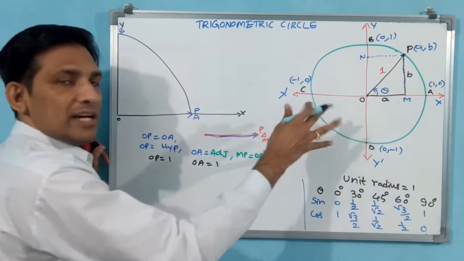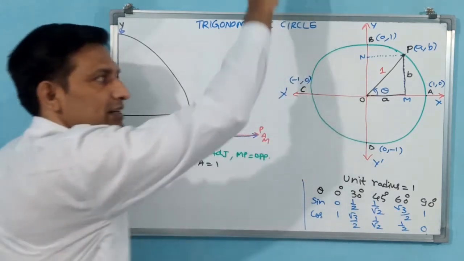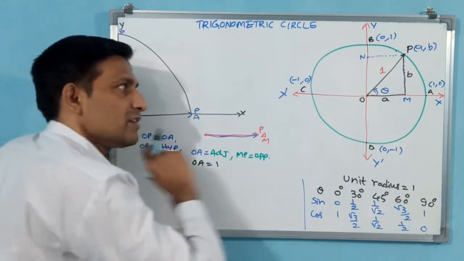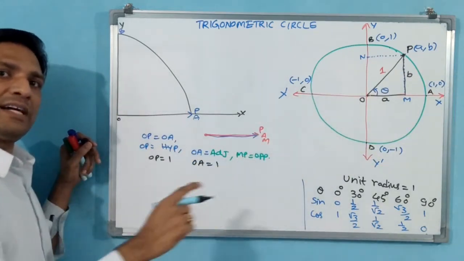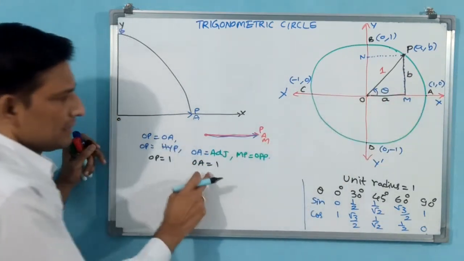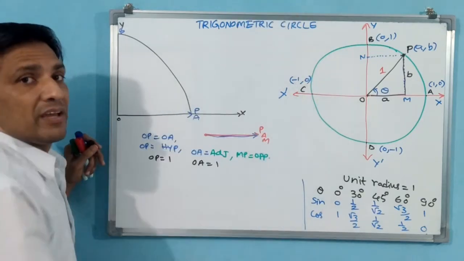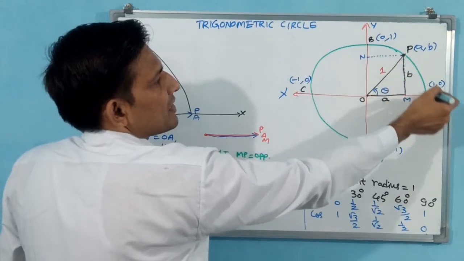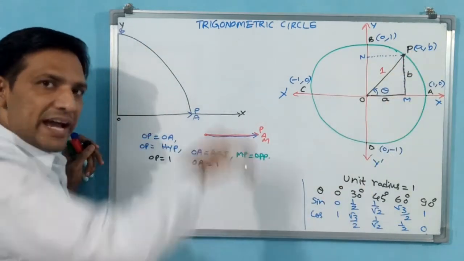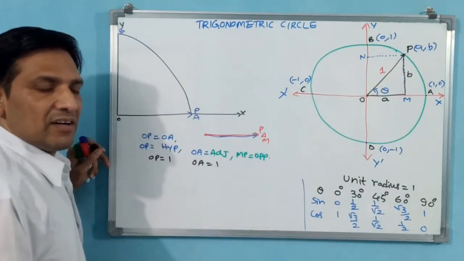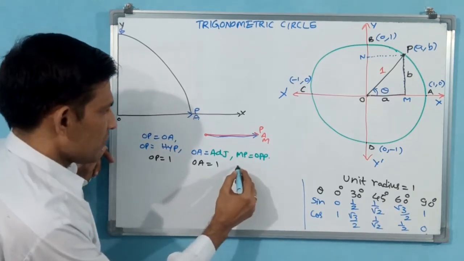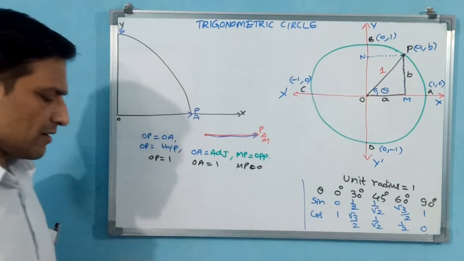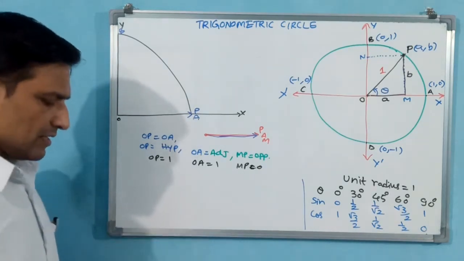Why? Because theta is now 0 degree, the P has touched A. When P touched A, automatically OA or OM becomes OA, and that value is going to become 1 here. Okay, what about MP? MP is nil. Why? Because it is going to touch A, that means height has been reduced, or opposite side is 0. You write opposite side MP is equal to 0. Okay, now you come here.